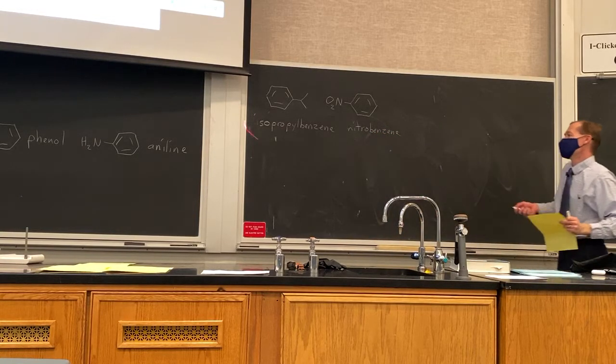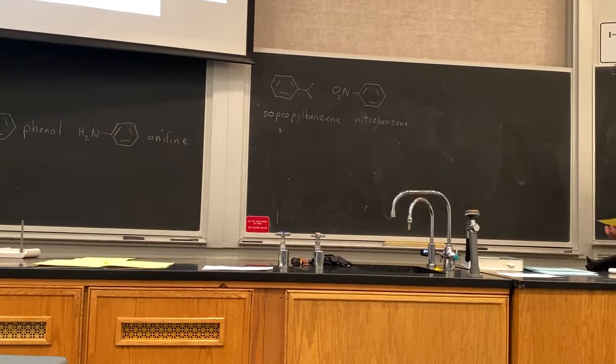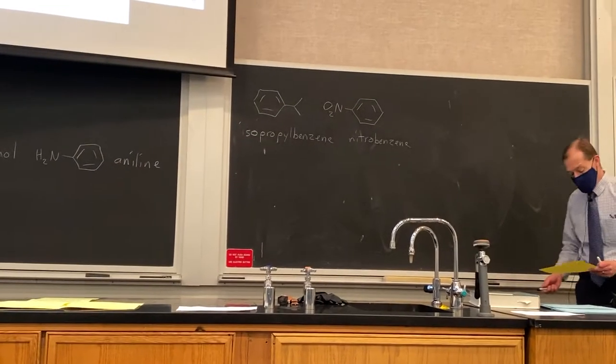And why are we not using numbers in these names? There's only one group. How many molecules could you draw that would fit the name isopropyl benzene? There's only one. So if there's only one that you can draw, there's no need to use a number. But of course, carbon 1 is the carbon that bears the substituent. We just don't need it in the name.